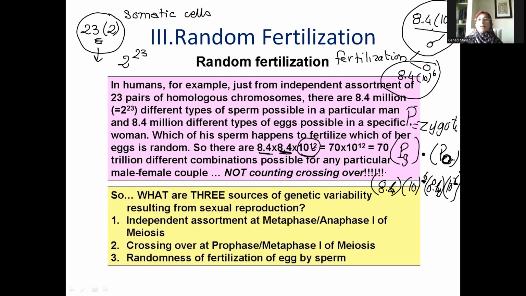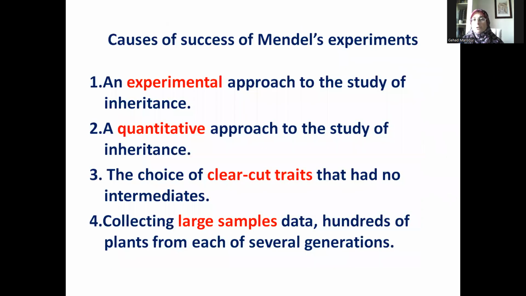So this indicates that in addition to crossing over, which is essentially a huge cause for diversity, and in addition to random assortment of the chromosomes, which is another cause of huge diversity, you have a third factor that gives you more and more cumulative diversity, that is random fertilization. You cannot know which sperm will fertilize which egg.